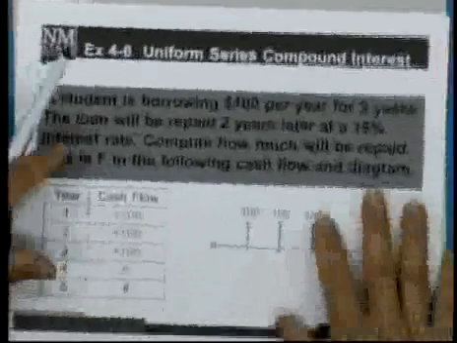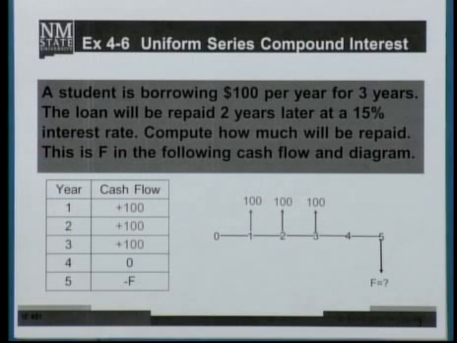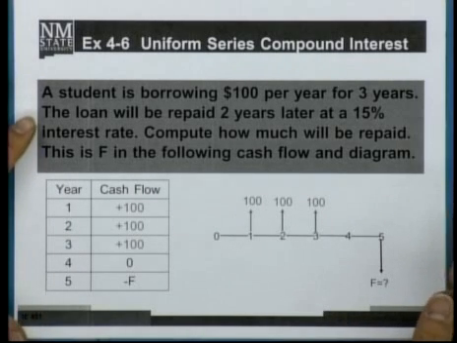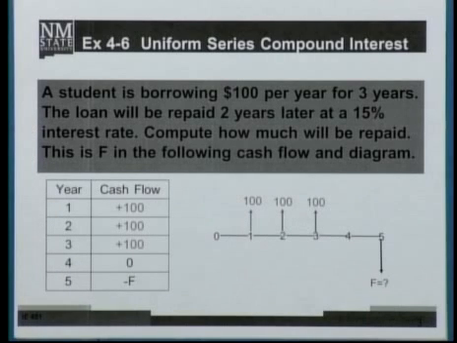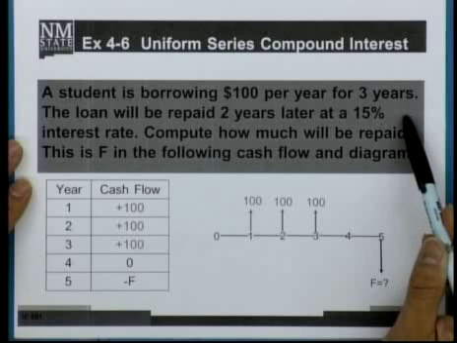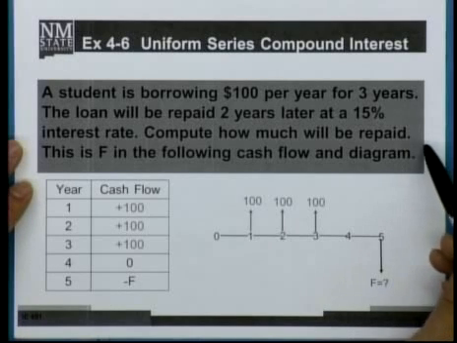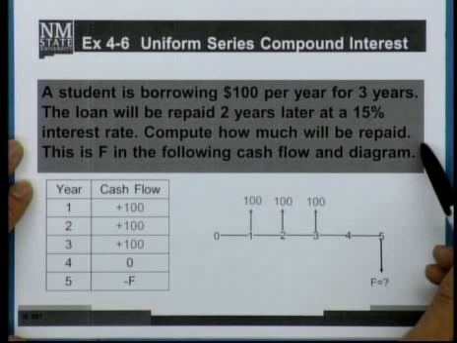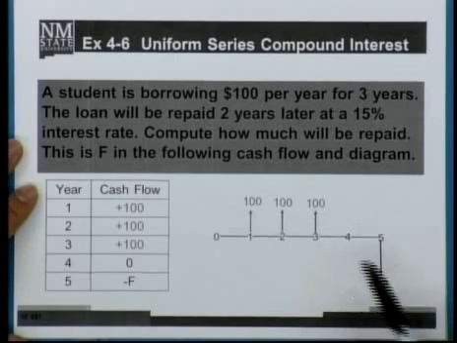Okay, so next is example 4-6. A student is borrowing $100 per year for 3 years. The loan will be repaid 2 years later at a 15% interest rate. Compute how much will be repaid. This is F in the following cash flow diagram.